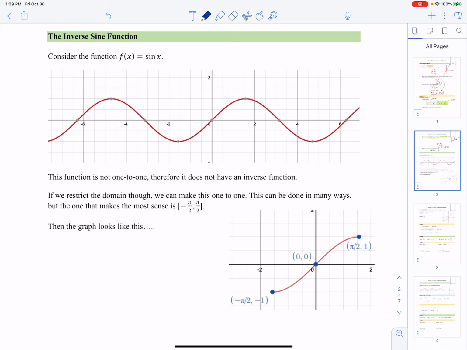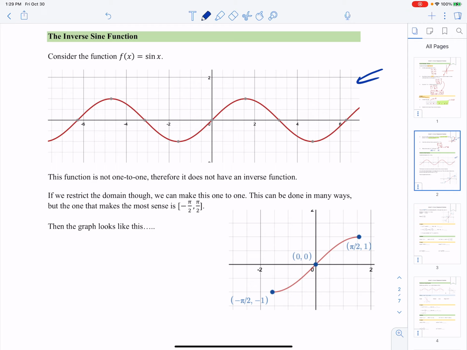All right, so continuing on with the trig functions, our first stop is the inverse sine function. What you see is the graph of y equals sine of x, and it is not one-to-one, meaning it's not going to have an inverse function. We saw that happen with y equals x squared.